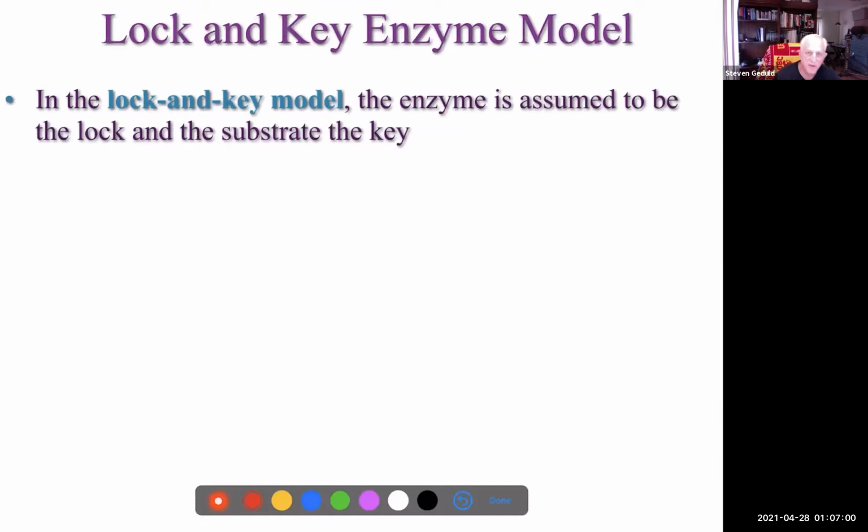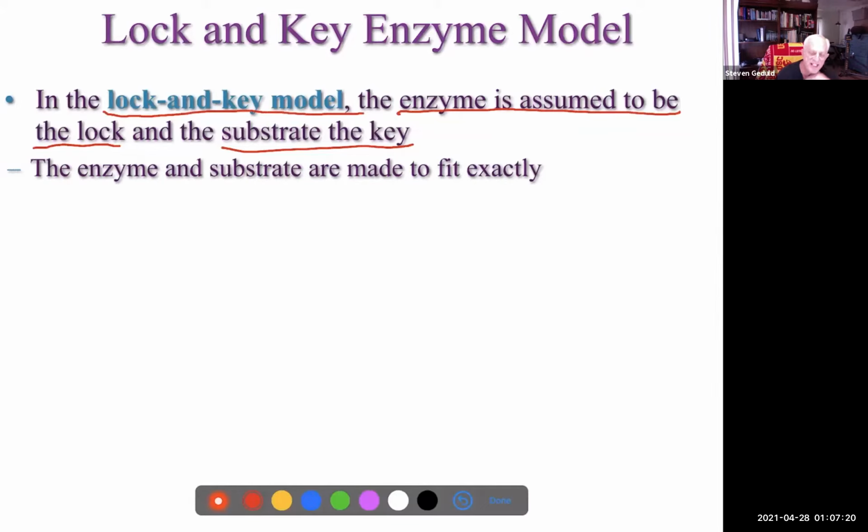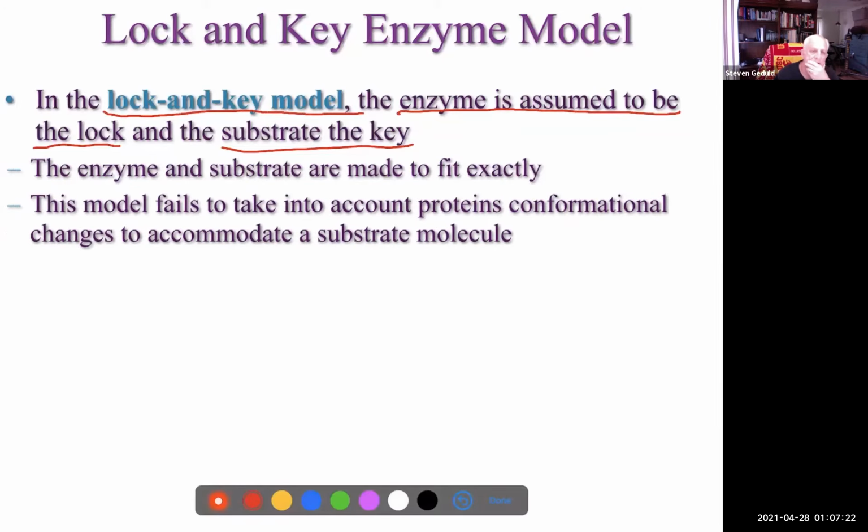I think this is right where we left off last time. This is your lock and key model. It's just like the front door of your house, a lock and key that fits. The enzyme is assumed to be the lock, so your enzyme is the lock and the substrate is the key that fits into it. Enzyme and substrate are made to fit exactly. This model fails to take into account protein conformational changes to accommodate a substrate molecule. Different molecules can sometimes fit into different enzymes, so it doesn't really take that into consideration. It's just one of the models we propose.